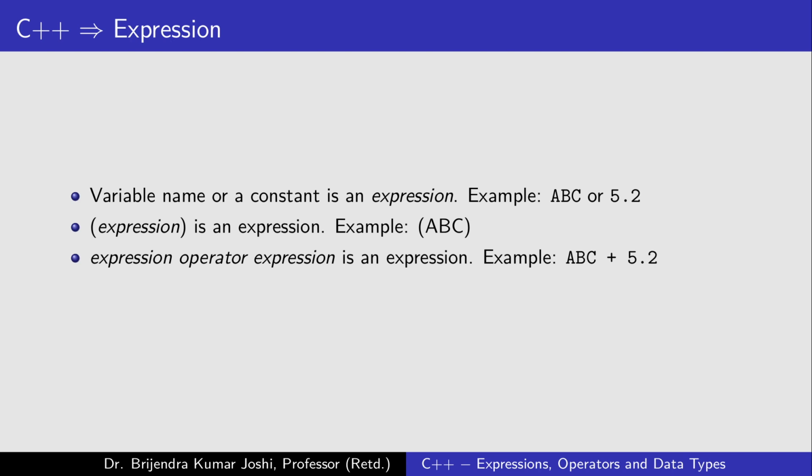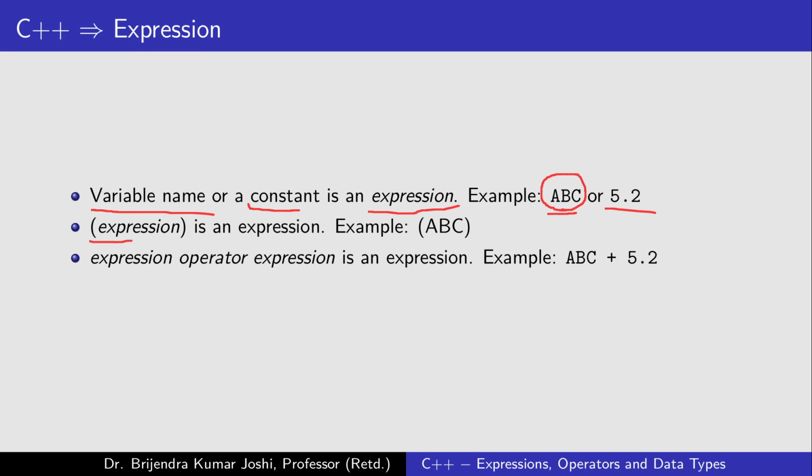Now, what is an expression? Any variable name or a constant is an expression by definition. For example, ABC or 5.2. ABC might be a variable of some type, maybe integer or float or string. But strings normally don't take part directly in expressions. We'll see that feature in some other video. So this must be of some type which evaluates to some numerical value. 5.2, of course, is a float.